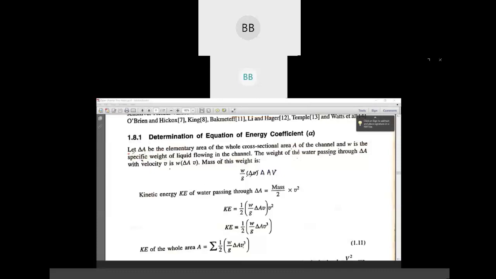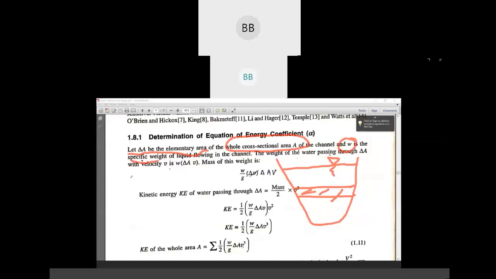So here we are going to consider a del A, or you can say a small elementary area of the whole cross sectional area A. Out of that whole area, we have considered a small area. And small w is the specific weight.